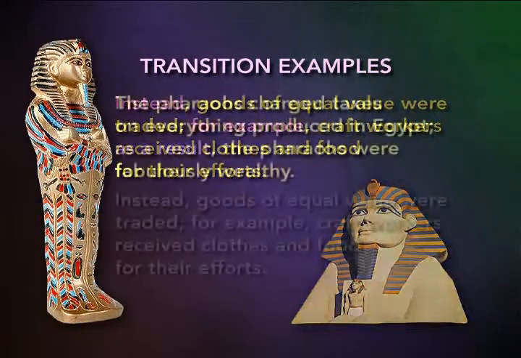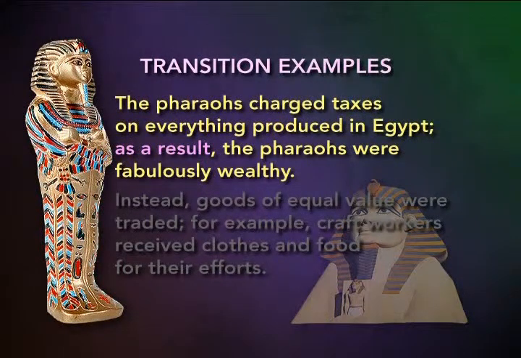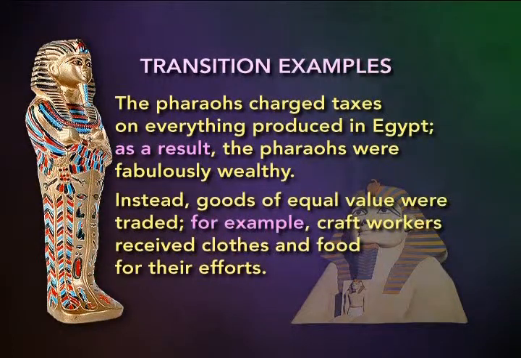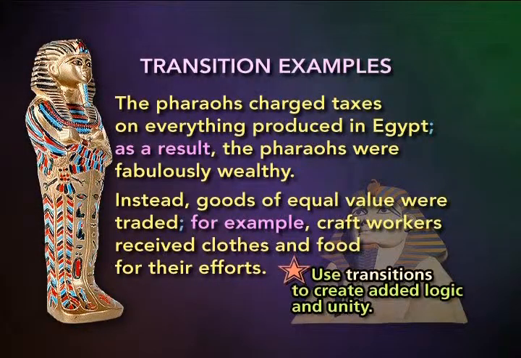Take a second and look back at that second sentence, the one that has as a result. Compare that to the last sentence that has for example. Exactly the same construction. I have two independent clauses separated by semicolons, and I have my transitions placed there to create added logic and unity. So now what I would like you to do is to pause the program and link each pair of sentences with the appropriate transition. Explain why you chose the transition, then come back.